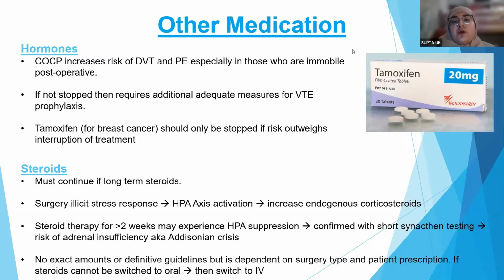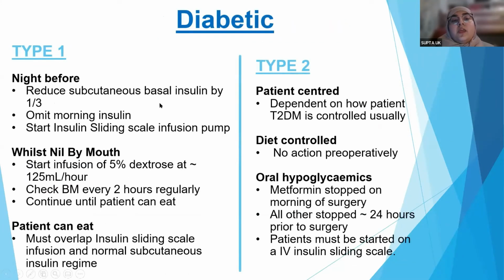The reasoning for type 1 diabetics being first on the morning surgery list is because you need to reduce their subcutaneous insulin the night before. So most patients are started in the morning so that you reduce it, then you can make sure that they don't take their normal morning insulin, and that insulin sliding scale can be started straight away.